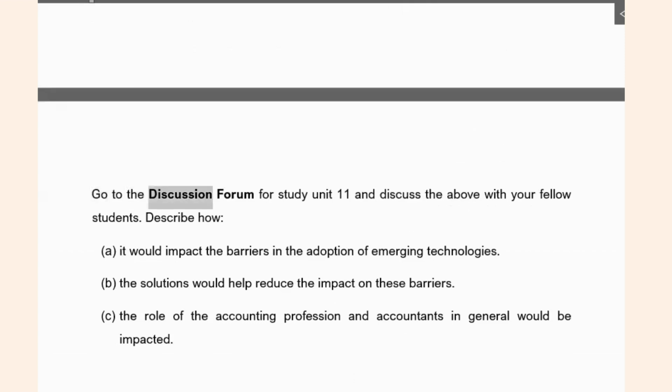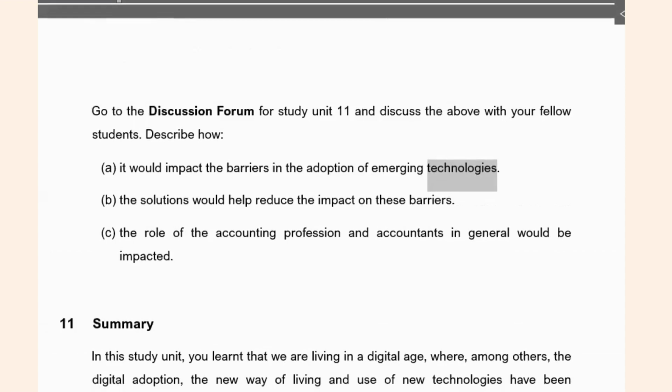Go to the discussion forum for Study Unit 11 and discuss the above with your fellow students. Describe how it would impact the barriers in the adoption of emerging technologies. How the solutions would help reduce the impact on these barriers. And how the role of the accounting profession and accountants in general would be impacted.